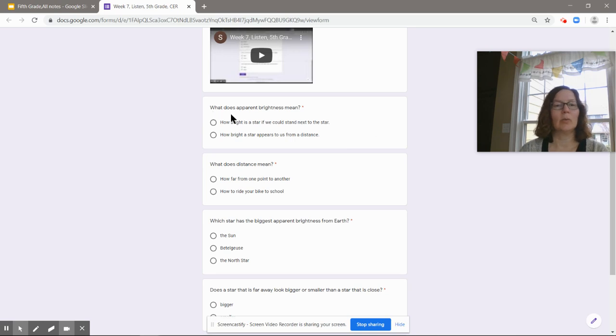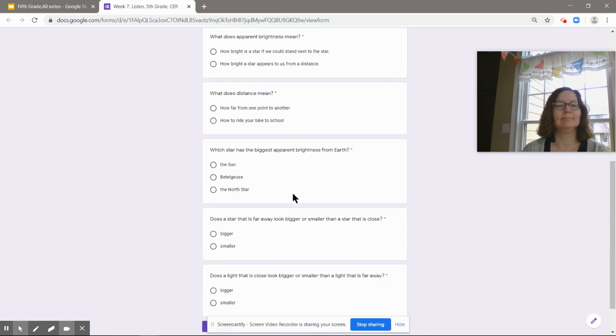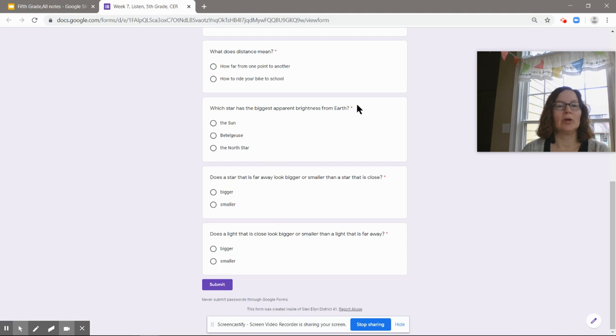Here are the questions. What does apparent brightness mean? How bright is a star if we could stand next to the star? Or how bright a star appears to us from a distance, like from Earth? What does distance mean? How far from one point to another? How to ride your bike to school? Which star has the biggest apparent brightness from Earth? The sun, Betelgeuse, or the North Star?